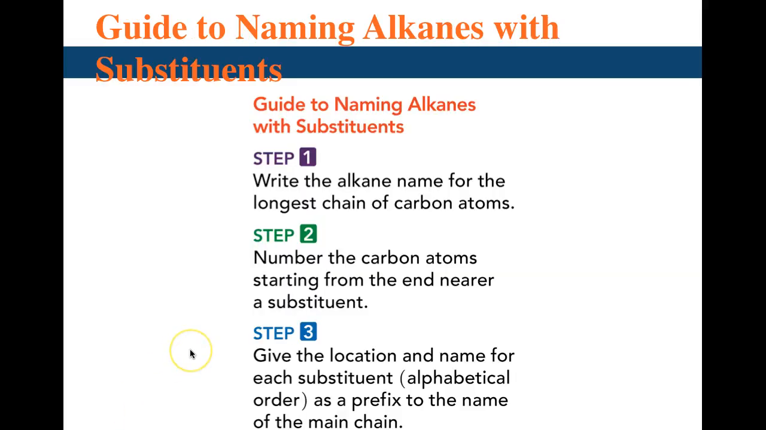So how do you name alkanes with substituents? Look for the longest continuous chain. Number those carbon atoms starting from the end which is closest to the substituent, because you want to give the substituent the lowest number possible. Then give that location number for that substituent, and then you name the substituents in alphabetical order.